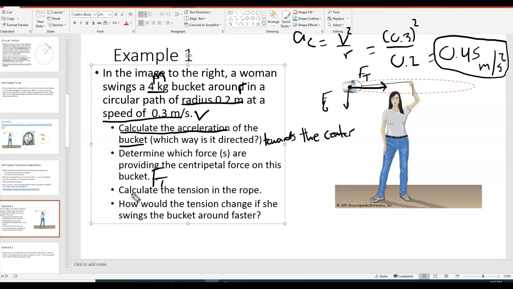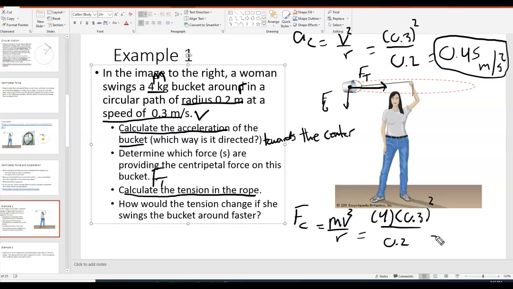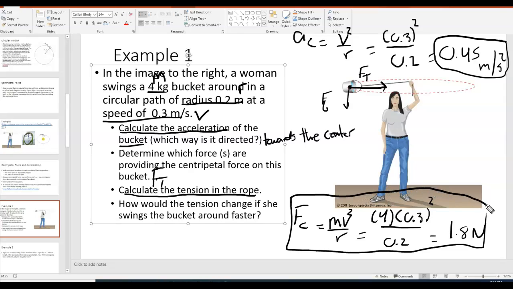Now, because tension is providing the centripetal force, when it says calculate the tension, that's basically the same thing as saying calculate the centripetal force. So for this question, calculate the tension in the rope, we're just going to use the equation for centripetal force. M times V squared divided by R. Notice, by the way, only V is being squared in the equation. And that's going to be 1.8 newtons. Okay, and there we go. That is the tension in the rope.